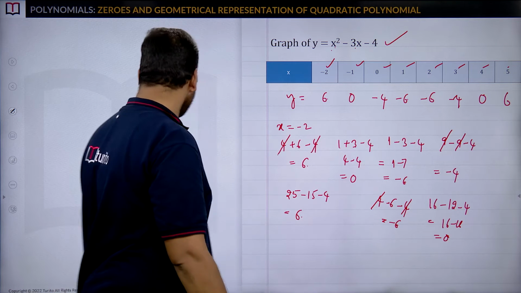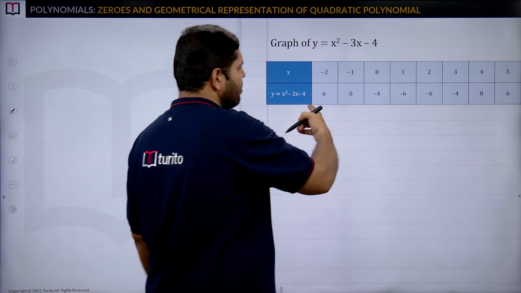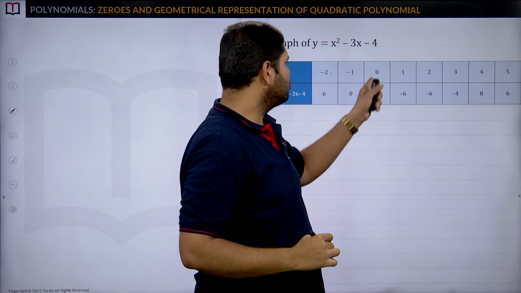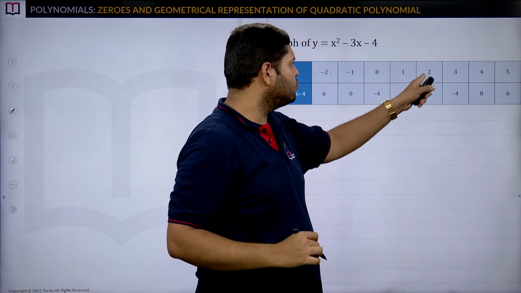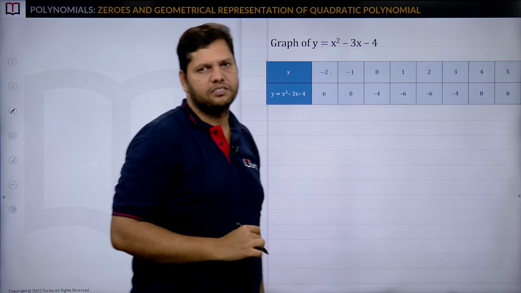Okay. Now children, I am writing all the y values. See, all are y values. x is minus 2 means y is 6. Minus 1 means 0. 0 means minus 4. 1 means minus 6. 2, minus 6. 3, minus 4. 4, 0, 5 and 6.